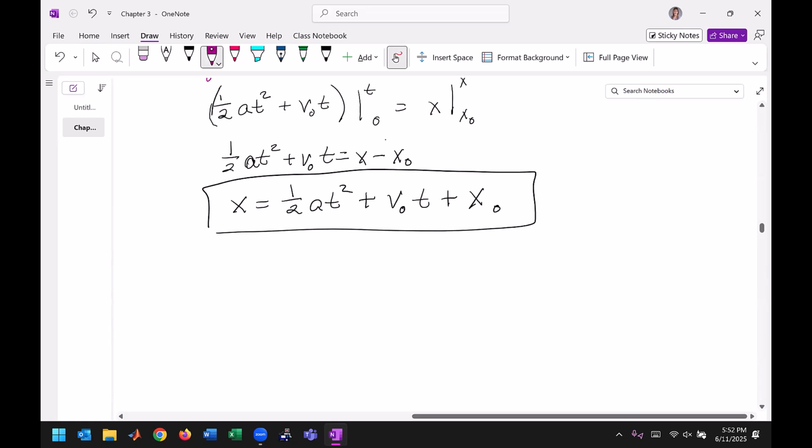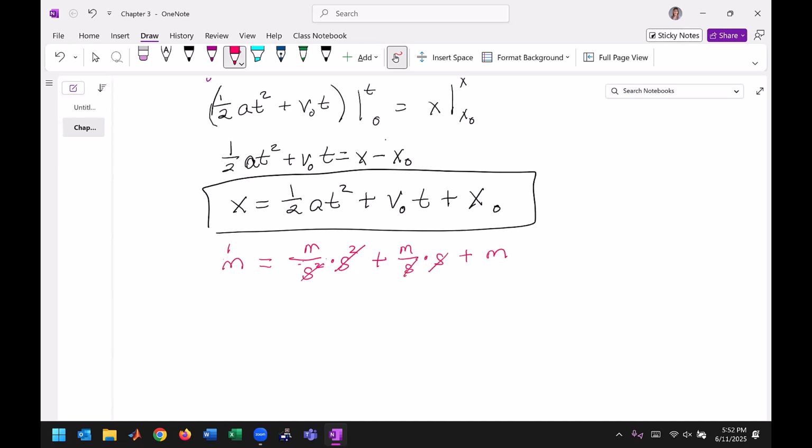Okay, now look at the dimensions. Acceleration is meters per second squared, times seconds squared, then plus meters per second times seconds plus meters, and shockingly, that gives us meters plus meters plus meters, which is in fact meters. Yay! And that's what we want.